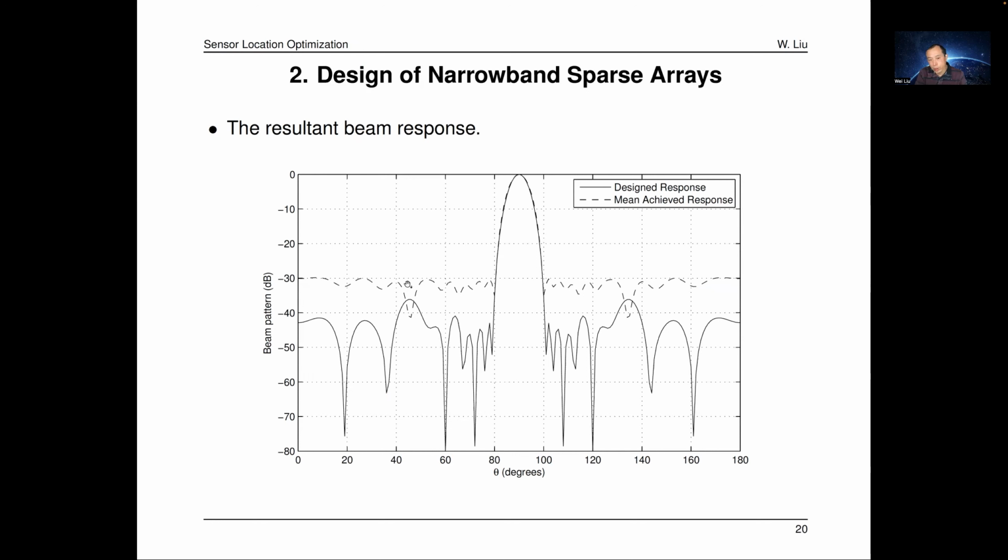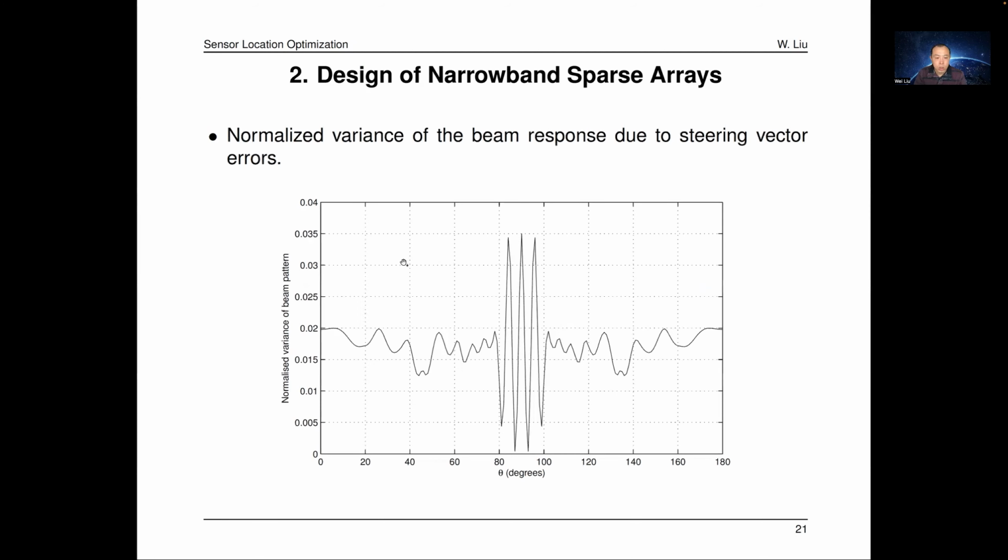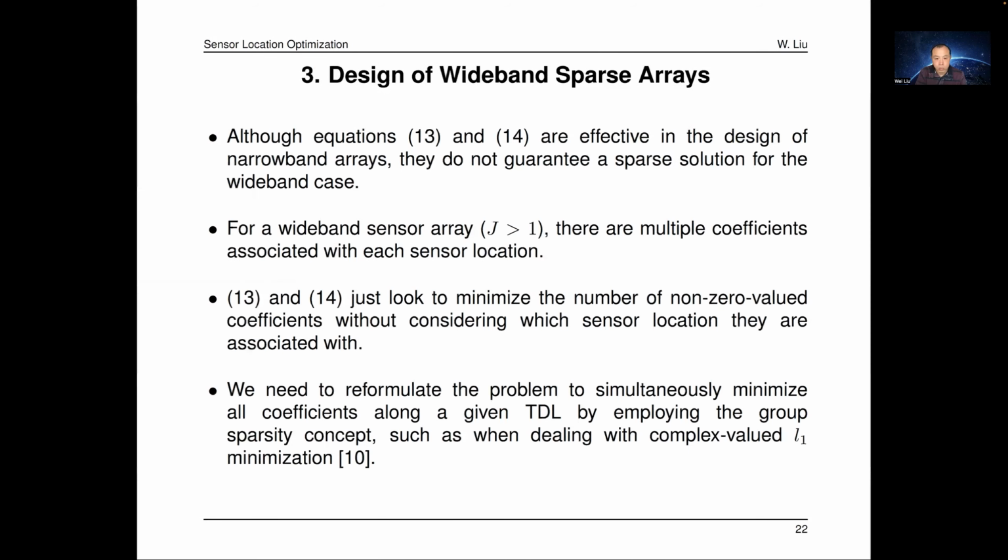And for robust design, certainly you don't just look at the mean achieved response. You also want to see the variation, the variance. So we have the normalized variance of the beam response, and it is very small. So basically, after introducing this steering vector error, the change of the beam pattern is also very limited. So it's a robust design result.